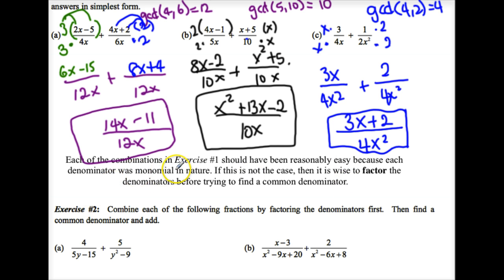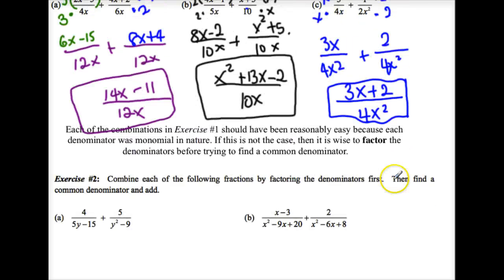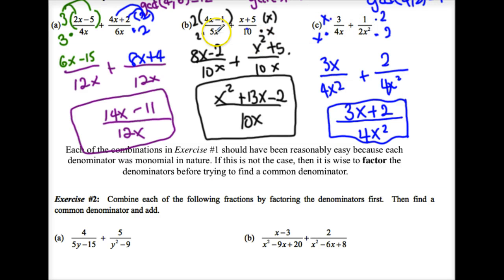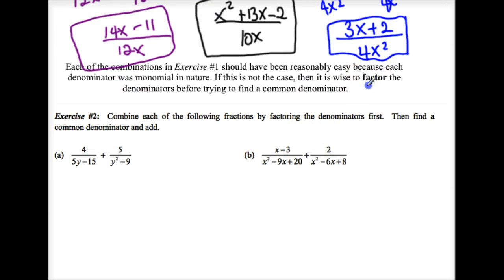The combinations in exercise 1 should have been reasonably easy because each denominator was a monomial, meaning there was one term in each denominator. If it's not that easy, then what we need to do is factor the denominator before trying to find a common denominator. So I need to factor and look for what they have in common and then try to make it the same. Okay? So let's try some difficult ones here. I want to factor this out.